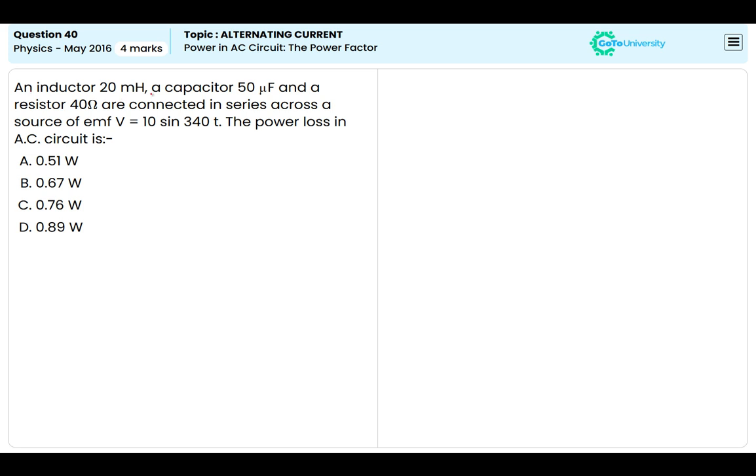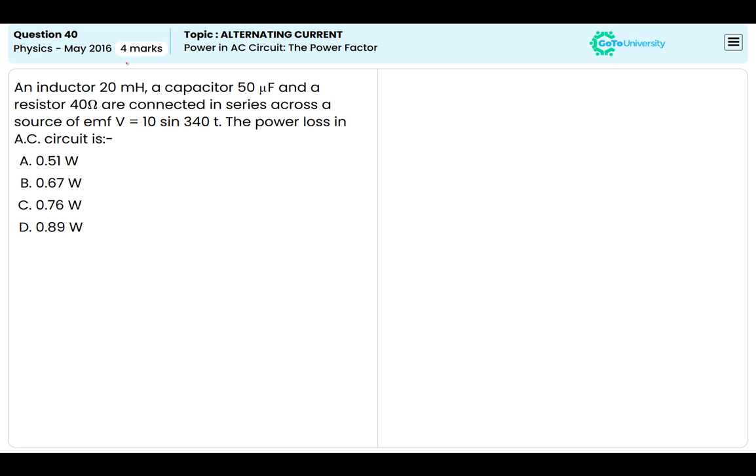An inductor 20 mH, a capacitor 50 microfarad, and a resistor 40 ohms are connected in series across a source of EMF voltage V equal to 10 sin 340t. The power loss in the AC circuit is.